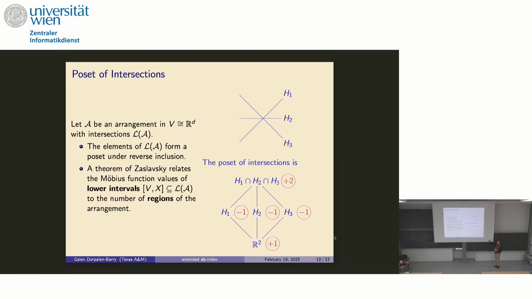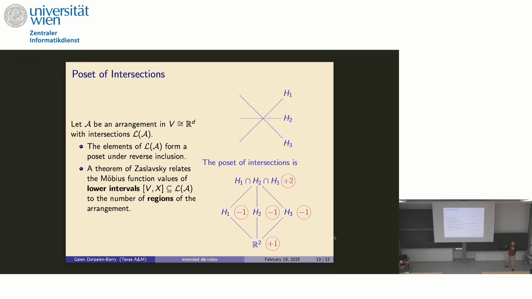And I claim that if I take the absolute values of all these numbers and add them up, I should get the number of regions here. So this is the number of connected components if I delete the hyperplanes from R2, in this case 6, and I call these things chambers. Let's just check, there's 6 of these, and indeed 2 plus 3 plus 1 is equal to 6.